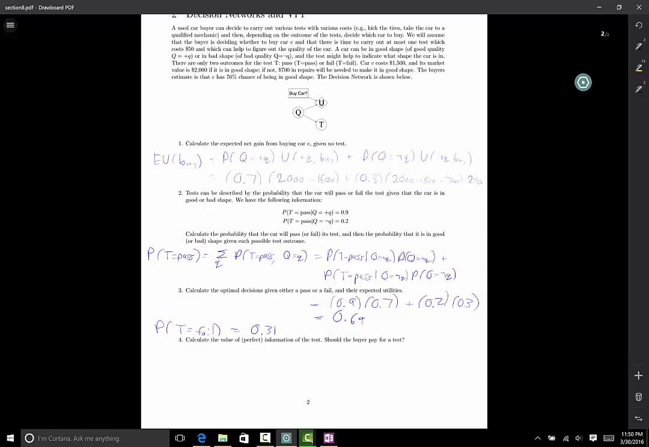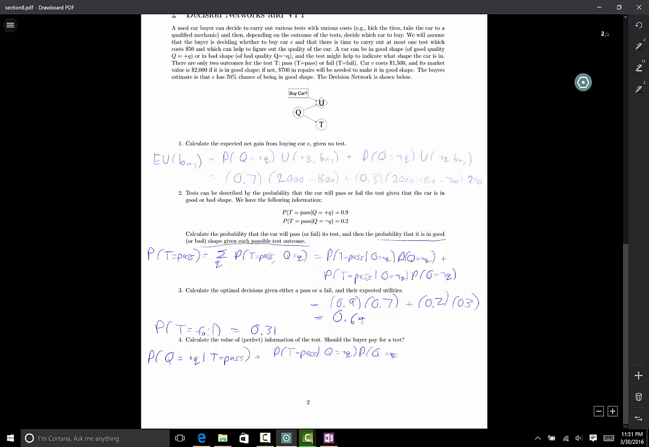Okay, so now that we have this information, they want us to calculate the probability that it is in good or bad shape given each possible test outcome. So from this, we can calculate the probability that it's in good shape given it passed the test. And we're going to apply Bayes' rule so we can flip everything. So the probability t equals pass given q equals plus q times the probability q equals plus q divided by the probability t equals pass.